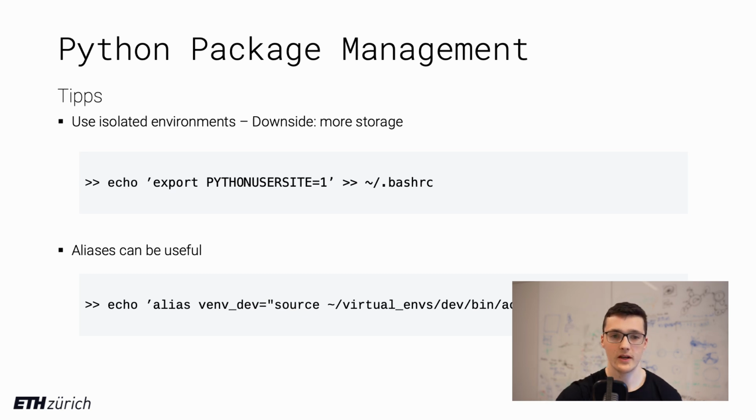Also, one useful trick is just using aliases. So aliases allow you to have shortcuts for longer commands. For example, when I want to source my virtual environment here, I would need to type in source virtual environment dev bin activate. But instead now when I add this to my bashrc, I can just write venv_dev and I load my virtual environment using this.